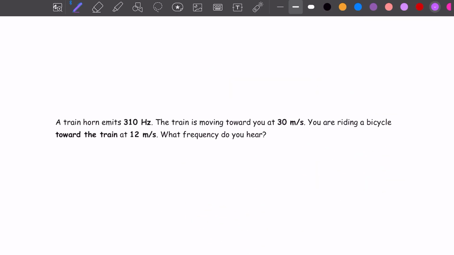A train horn emits 310 Hz. This here is our F. The train is moving towards you at 30 meters per second, so we're told two bits of key information: it's traveling towards us at 30 meters per second. This is our Vs. And if it's traveling towards us, then the sign in the denominator is going to be minus, but we'll get to that in a second.